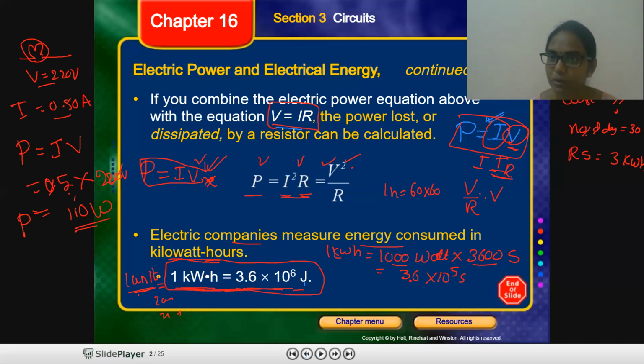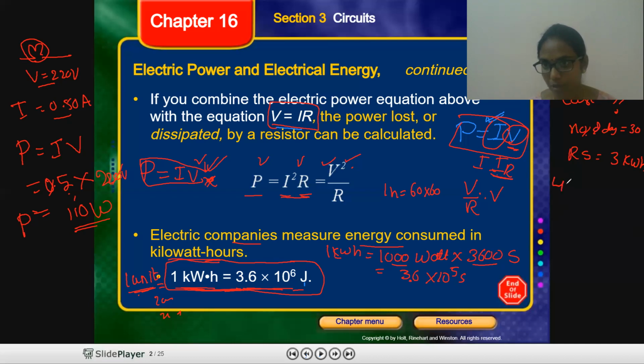Like that, you need to calculate the power of the refrigerator. It will work for 1 month. Per day it is working how many hours? 8 hours. So let us calculate now. How to calculate the power now? Let us see. You are going to multiply power into time.